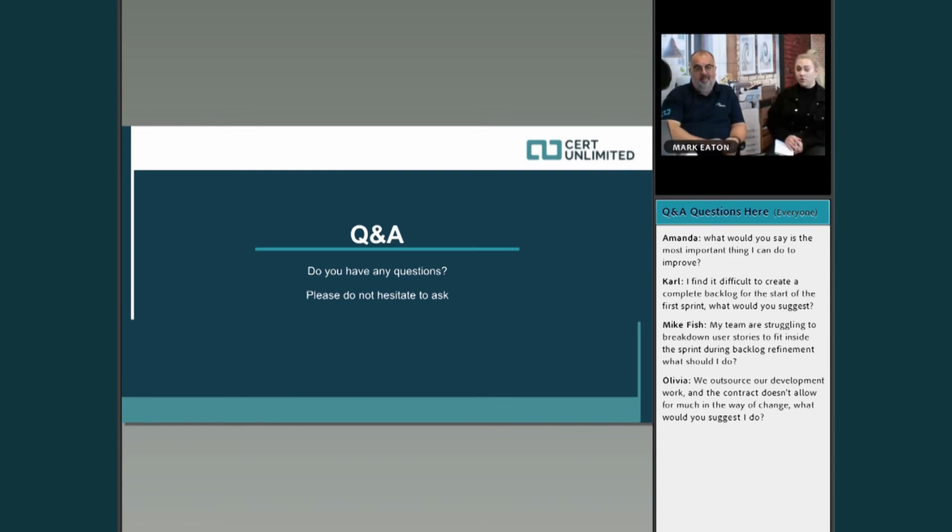We had another couple of questions come in. One from Mike Fish: my team is struggling to break down user stories to fit inside the sprint during backlog refinement. What should I do? Right, Mike, this is a really important and very on-topic question, because a lot of teams actually struggle with this. They've identified the bigger story: I need to order food, or I need to be able to sell a particular product, etc., etc.